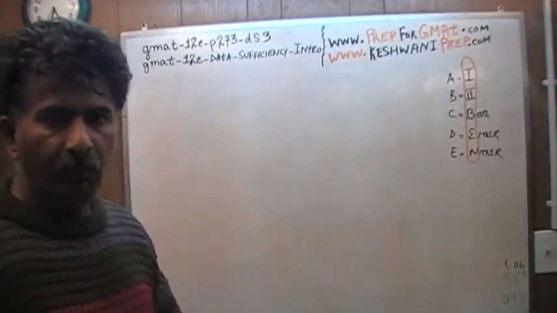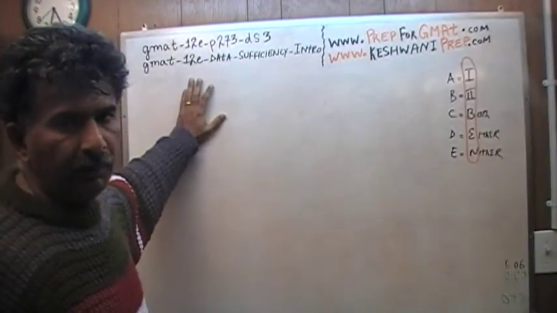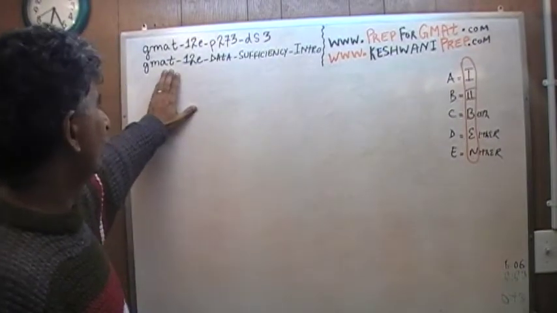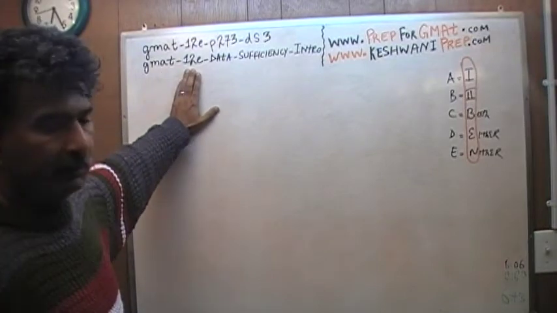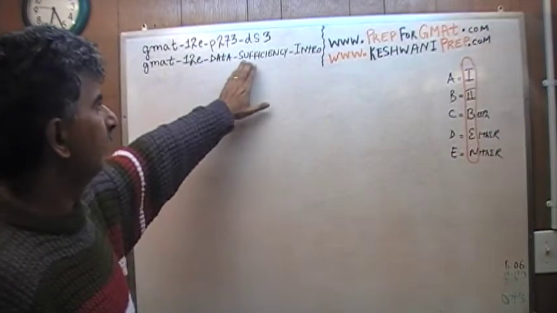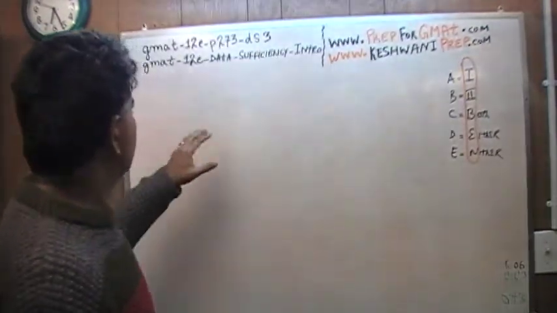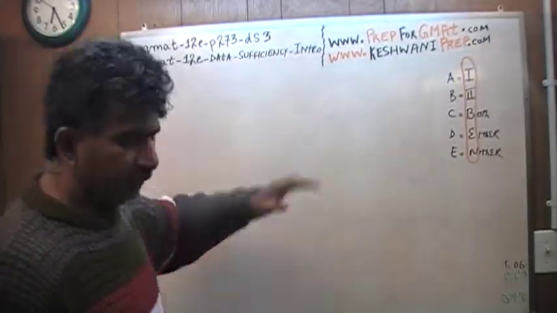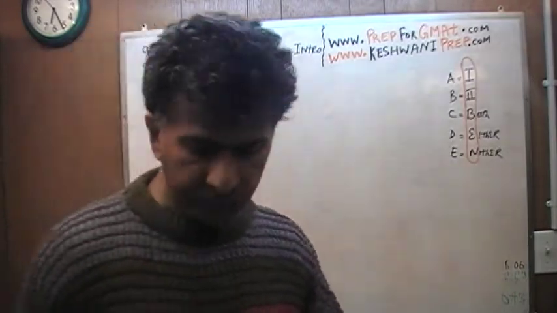By the way, before I start solving the problem, if you have not already watched the introduction, you should go ahead and watch the introduction first. The tag for introduction is GMAT-12E data sufficiency intro. Just 12E data sufficiency intro, hyphenated everything.